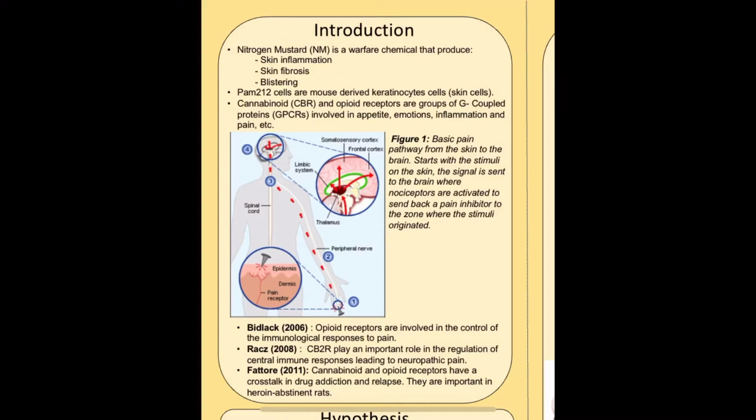For my review of literature, Bidlack in 2006 found that opioid receptors are involved in the immunological responses to pain. Then, Brax in 2008 showed that cannabinoid 2 receptor is involved in the regulation of central immune responses that can lead to pain. And finally, Fator in 2011 showed that cannabinoid receptors and opioid receptors have a crosstalk in drug addiction and relapse, which is an error in abstinent rats.